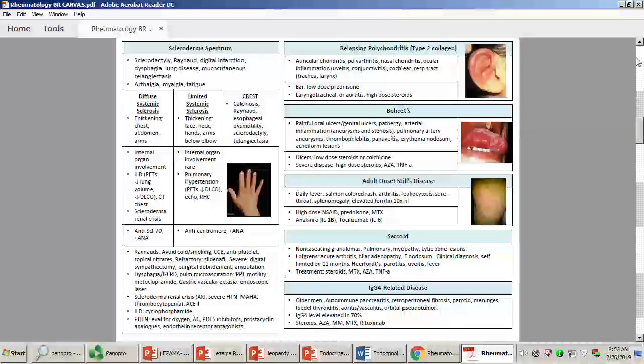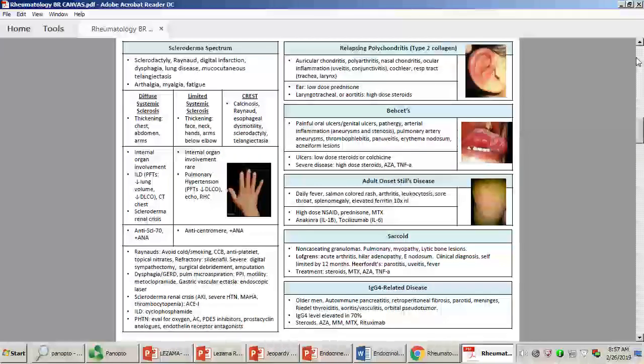So other than that, there's obviously some overlaps between diffuse versus limited as well. So you can see sclerodactyly, Raynaud, digital infarction, dysphagia, lung disease, mucocutaneous telangiectasias, arthralgias, myalgias, and fatigue across the spectrum of the board. So when we talk about diffuse systemic sclerosis, I'm going to talk about that first, okay? So how do you really, besides lab testing, because we'll get into lab testing in a second, and antibodies, but on physical description, how would you be able to differentiate between limited versus that of diffuse?